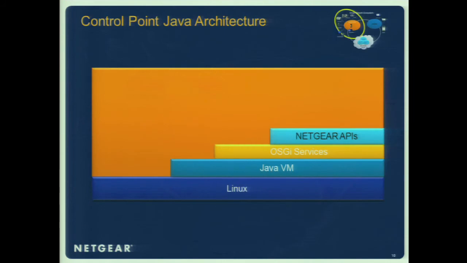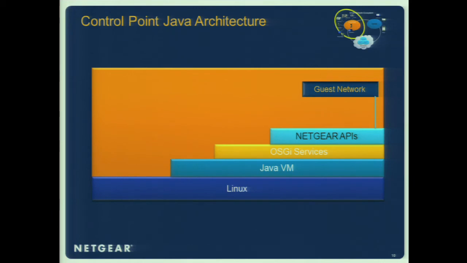All right, so here I'd like to start by showing you the control point architecture. Basically, what we did is take the Linux OS and put a Java VM on it, and on top of that we put in an OSGI framework. We use the Apache Felix 4.02 distribution, and then we added our libraries, our APIs, to make it easier for developers, providing helper classes to get access to the cloud.